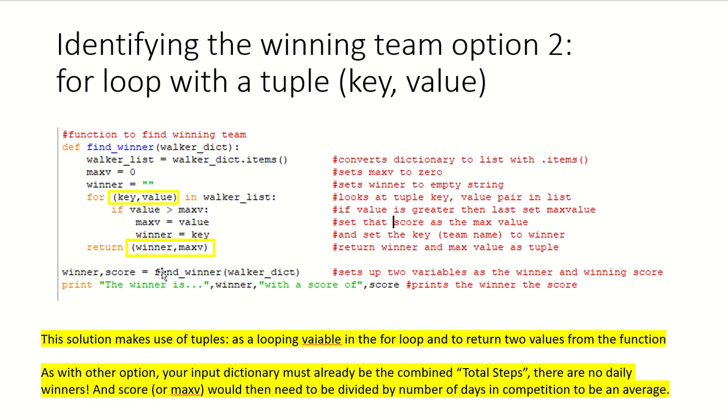So here, when the function is called, find winner, walker dict, it's assigned the output. Winner and max V are assigned to these variables called winner and score. You don't need the same name here. It's kind of confusing to have it. Could be called anything, but the first value returned here is going to be assigned to this variable here, and then the second value in that tuple is going to be assigned to this second variable here. And then it's a Python 2 print statement, the winner is, and then the winning team with a score of the score. So this also doesn't take the average. You'd want to do that.